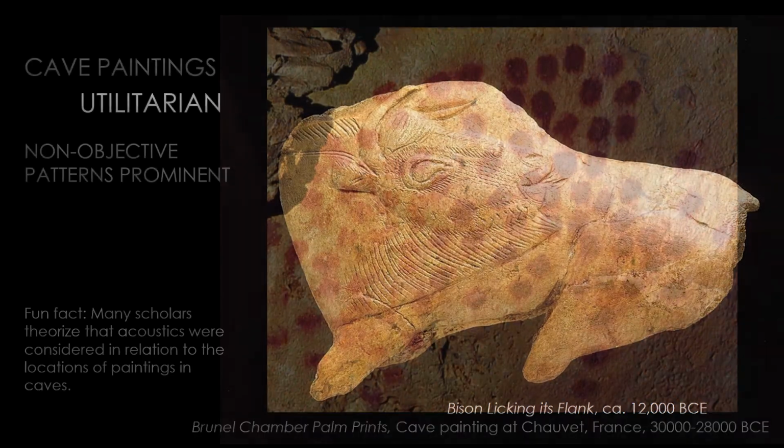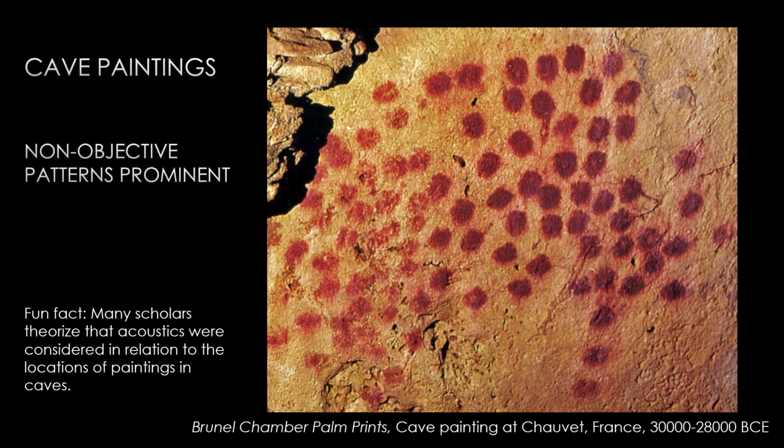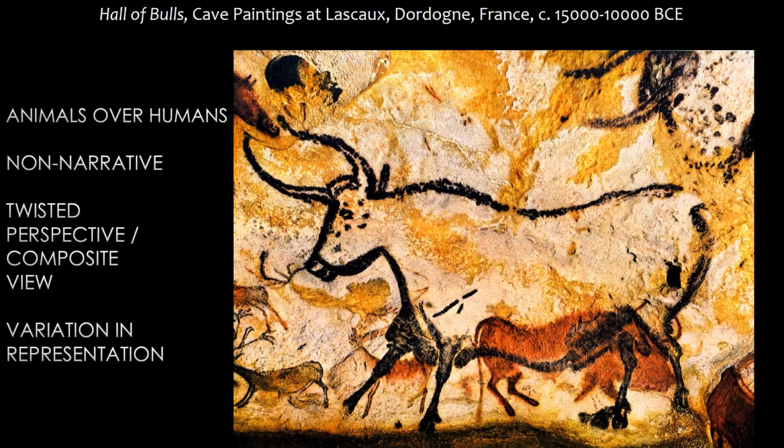The other major art form that we'll be talking about from the Paleolithic period would be cave paintings. What's interesting about the cave paintings is that the majority of them focus on abstract patterns. We're looking here at an example from the Brunel chamber, the palm prints, and this is from the caves in Chauvet, France. So there's very often more abstract patterns than figurative representations of animals or humans in these cave murals. When we do have figural representations in these cave paintings, we definitely see more animals than humans.